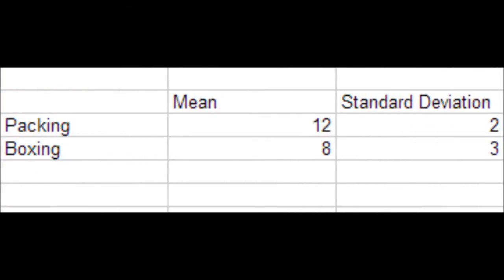Now, we're going to put together everything we've learned so far and look at continuous random variables. Continuing off the last example problem, let's say that this time I'm not worried about the expected profit, but rather how long it takes to pack and box each item. The company has told me that the packing stage can be described by a normal model with a mean of 12 minutes and a standard deviation of 2 minutes. And the time for the boxing stage can also be modeled by a normal model with a mean of 8 minutes and a standard deviation of 3 minutes.